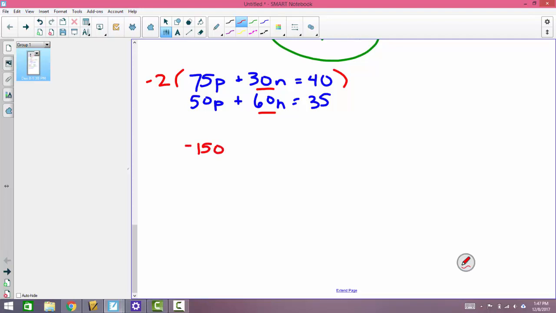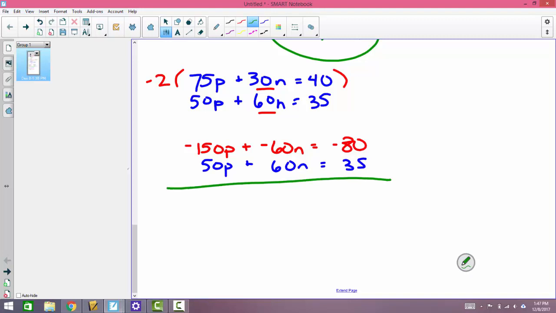So negative 150p plus negative 60n equals negative 80. And then the other equation we're just going to keep the same, which is 50p plus 60n equals 35. So we're going to add to eliminate because these coefficients are the opposite signage so that when you add, they cancel each other out and get 0. Again, if you multiplied by just a positive 2, you would be subtracting to eliminate.